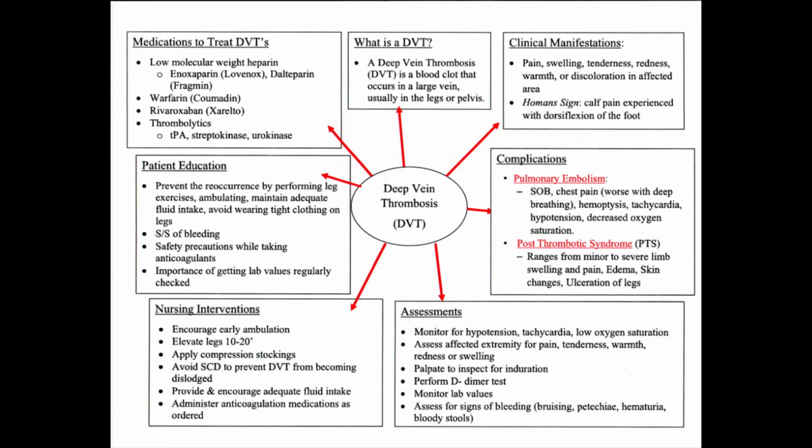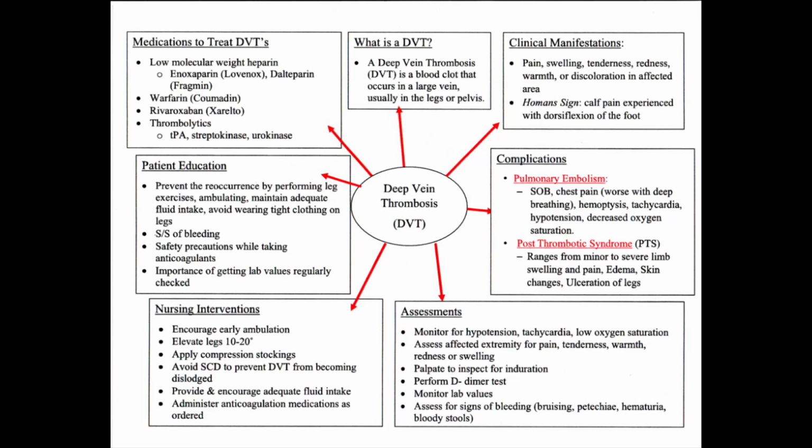such as limiting any physical activity that could increase their risk of bleeding, using a soft toothbrush or electric razor while shaving, and to immediately report any blood in any sputum, stool, vomit, or urine. And it's also important to make sure that the patient knows to get their lab values checked regularly.